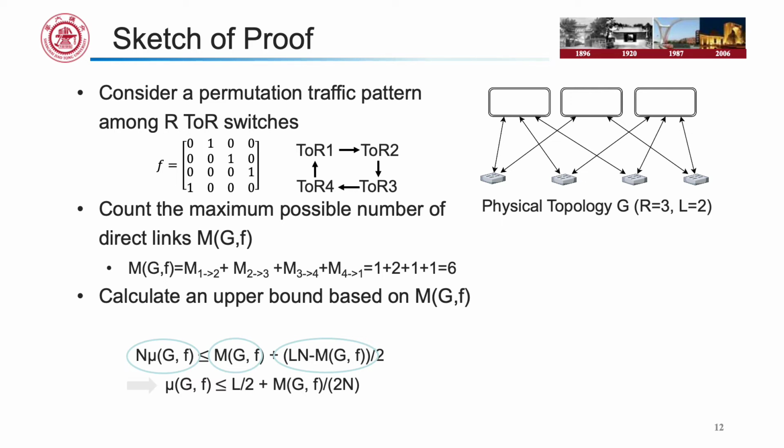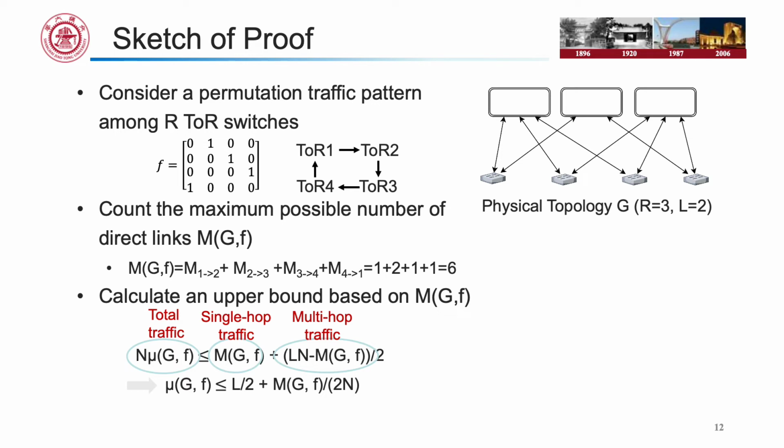Now, let μ be the throughput achievable under this physical topology and this permutation traffic pattern. Then, the total amount of traffic injected to the network would be n times μ. This traffic either goes directly from its source to destination or traverses multiple hops. The amount of single hop traffic is upper bounded by the total capacity of the direct links, and the amount of multi-hop traffic is upper bounded by the total capacity of other links divided by 2.